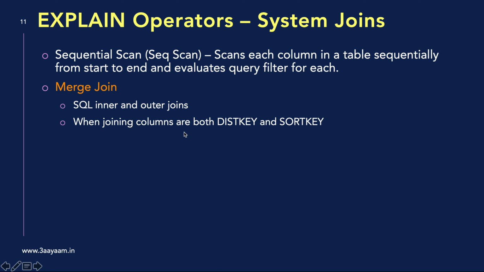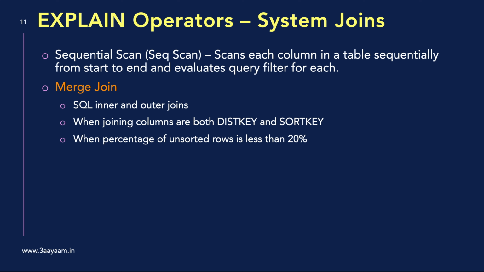When the joining columns are both distribution key and sort key, then only merge join will be applied by the Redshift optimizer. Also, there is one more condition: the percentage of unsorted rows must be less than 20%. So it's an AND condition. It does not mean that if the number of unsorted rows is less than 20%, merge join would be applied even though the join columns are not dist key and sort key. The second condition, that the joining columns must be dist key and sort key, is a mandatory condition.